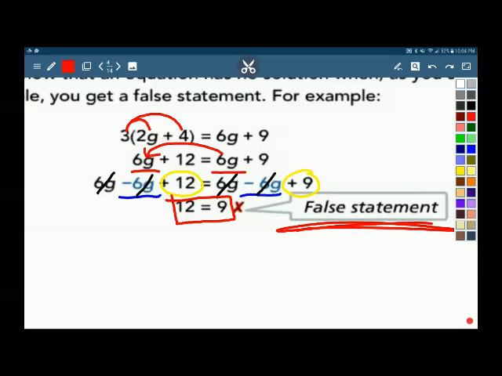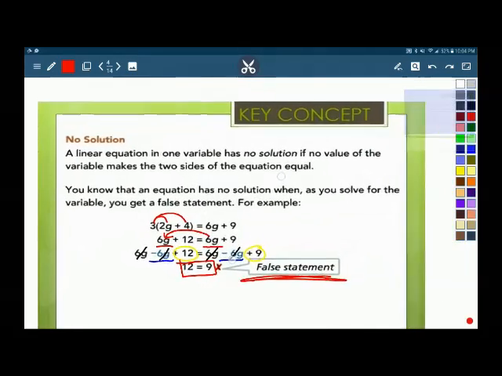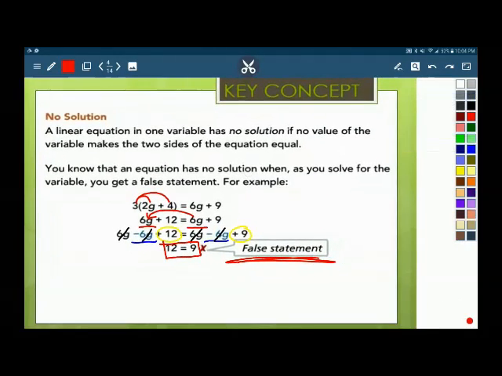12 definitely does not equal 9. They are in two different spots on the number line. Because this is so, we draw the conclusion that there is no solution. If you get the variables to cancel on both sides of an equation and you're left with a false statement, you are to conclude that no value for the variable will make this equation true.